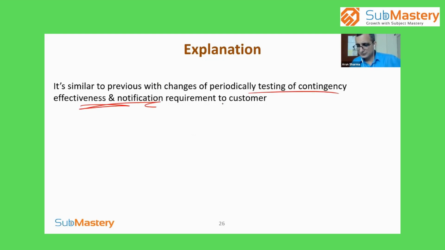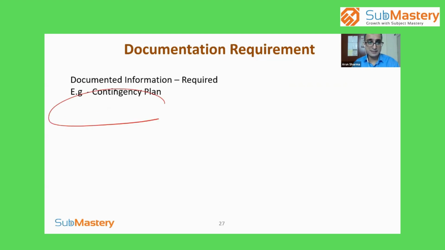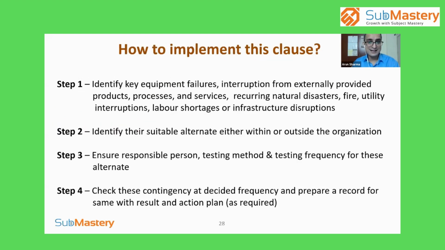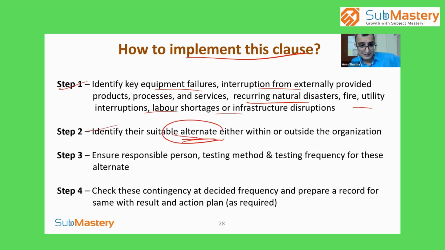Periodical testing is very much required. Notification to customer, periodical testing and notification to customer. Contingency plan is definitely required. How will you implement this clause? Identify key equipment, interruption from externally provided product, process, service, recurring natural disaster. Identify all this. Identify the suitable alternative. This is very, very important. Identify the alternative within the organization or outside the organization.